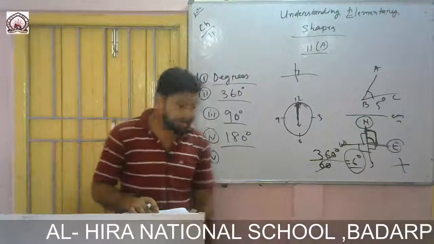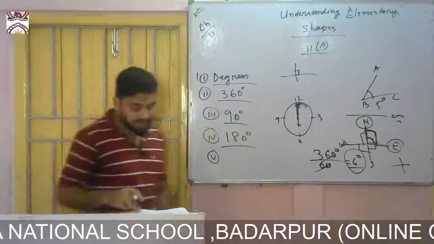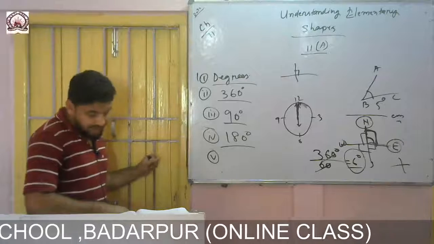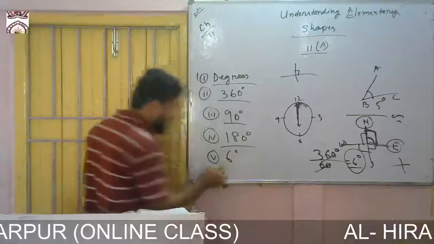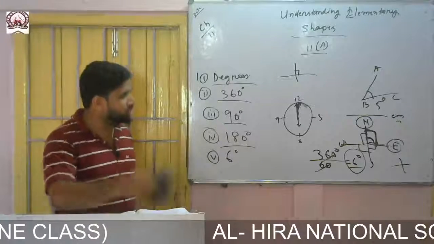And we know that 1 degree equals 60 minutes. That we know. So the answer is 6 degrees. Now come to question number 2.